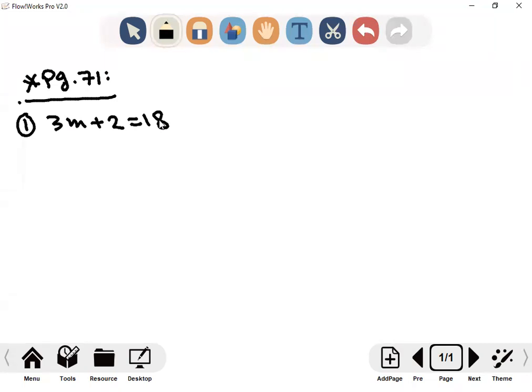2 plus 5, 7 plus 2, or 5 plus 2, they are the same. 2 plus 3m or 3m plus 2, it's the same. But in subtraction, no, we must be careful about that.